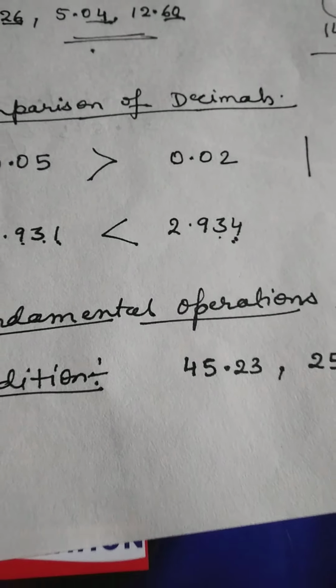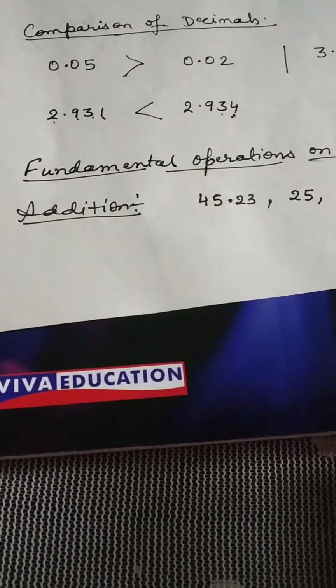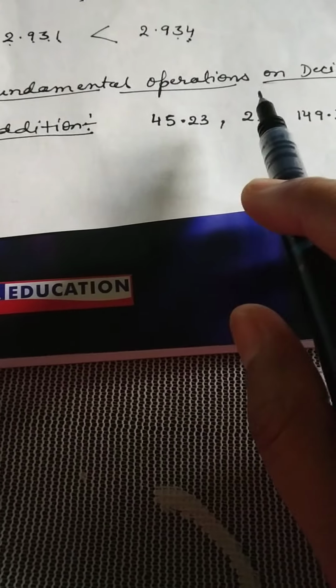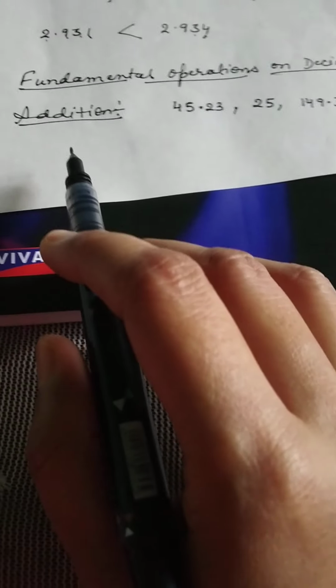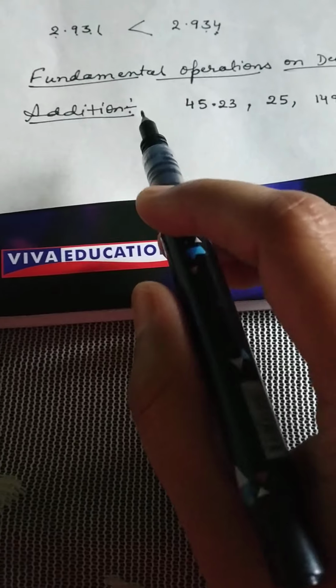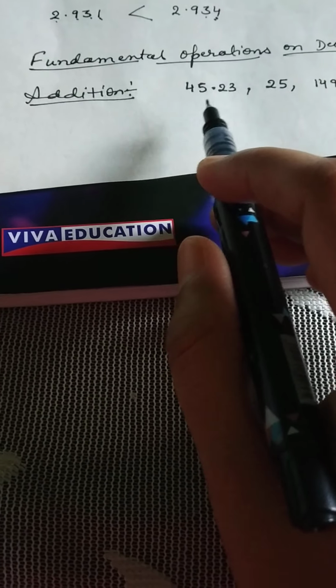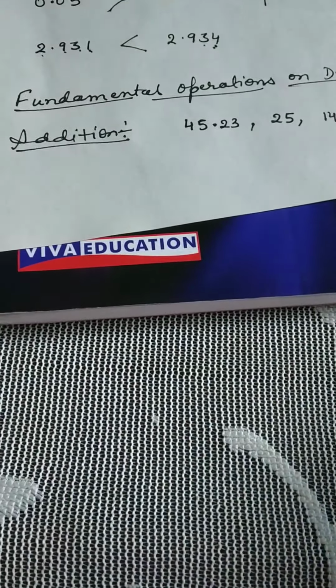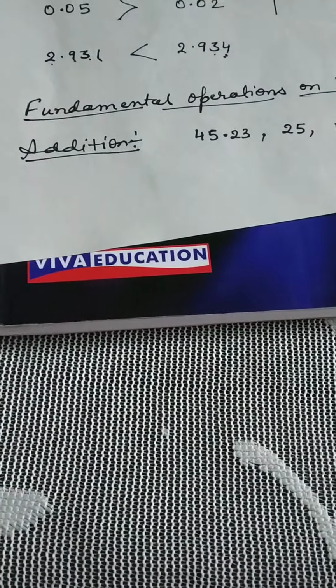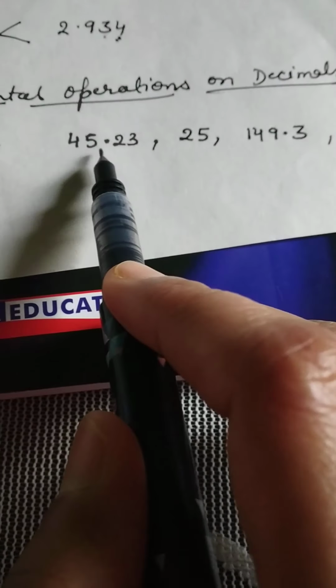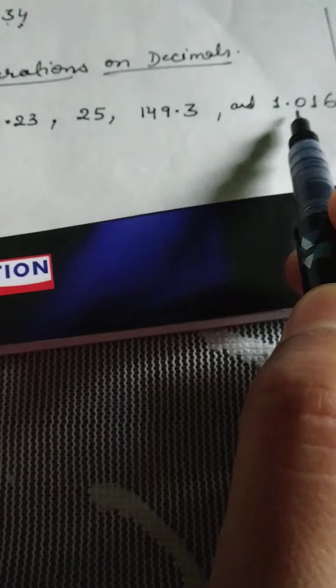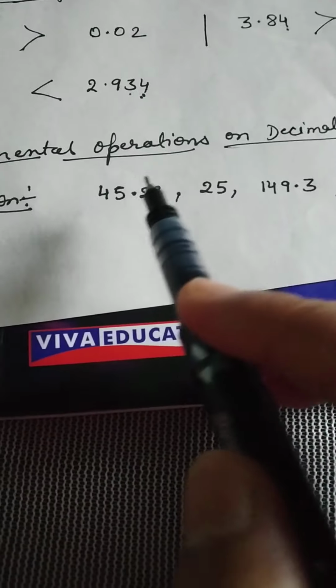Clear? So now we will discuss the fundamental operations on decimals. Fundamental operations like addition, subtraction, multiplication and division. So first of all, addition. How can we add decimal numbers? You can see different decimal numbers are there. We can add them.